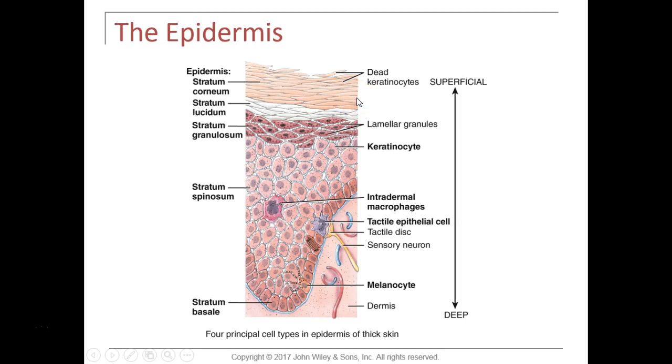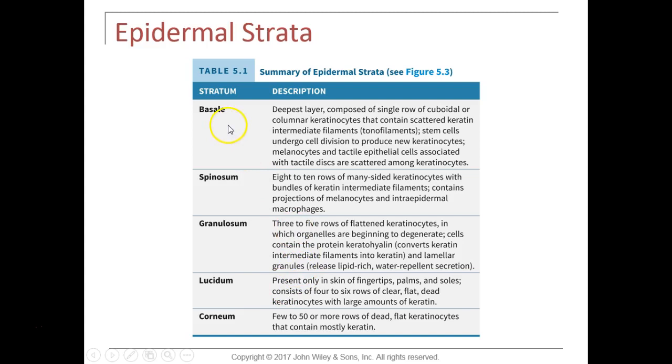So again, you're not identifying this picture, but what I do want you to know is the basic description and the order in which these layers occur, that you see in table 5.1. So this goes along with the figure we just looked at, which is figure 5.3. So read through the description of each one of these layers and know the order in which they occur, from the deepest to the more superficial layer.